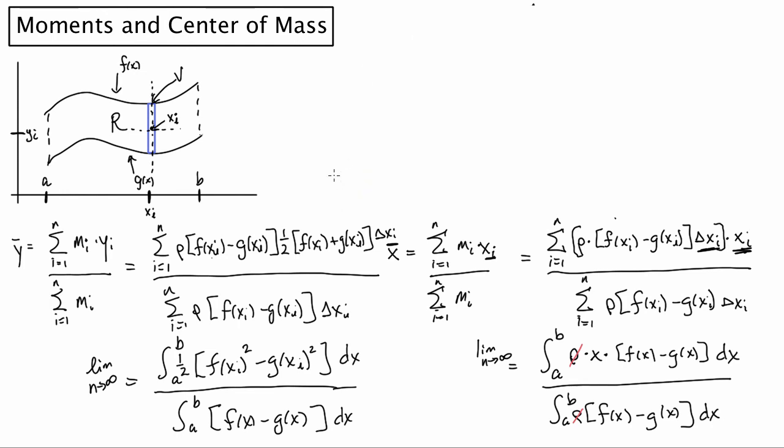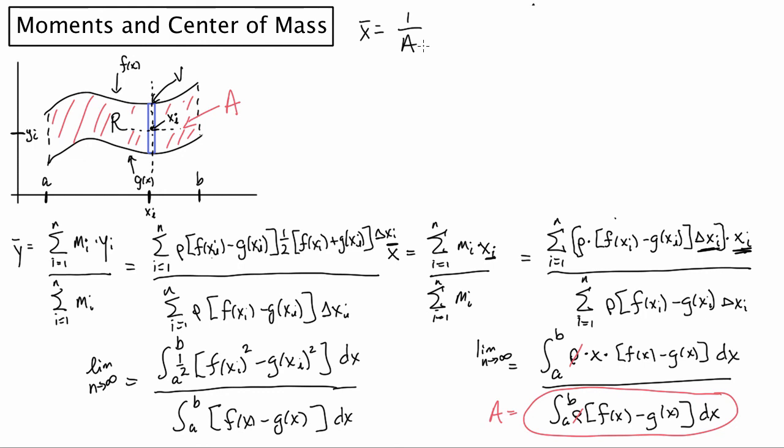Then our result is that x bar is equal to, well, if you look in the bottom here in the denominator, this integral is the integral that defines the area of the region. So the area of this region in red is the integral that I have in the denominator for both x and y. I'm going to call the area of this region A, in which case the formula for x bar is 1 over A, take the area of the region, and multiply it by the integral from a to b. In the top, it's x times f of x minus g of x.